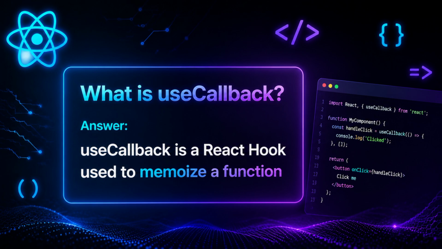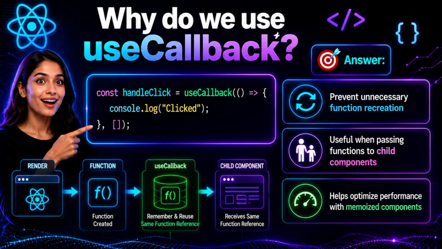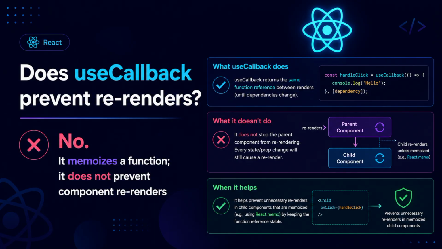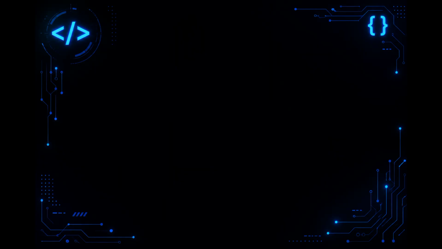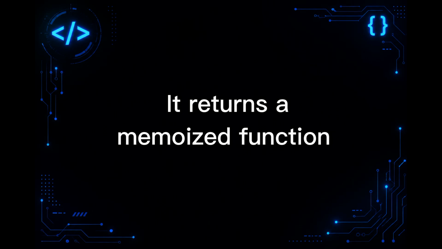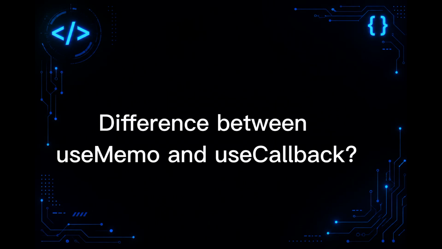What is useCallback? useCallback is a React hook used to memoize a function. Why do we use useCallback? To avoid unnecessary function recreation, especially when passing functions to child components. Does useCallback prevent re-renders? No. It memoizes a function, it doesn't prevent component re-renders. What does useCallback return? It returns a memoized function. Difference between useMemo and useCallback?